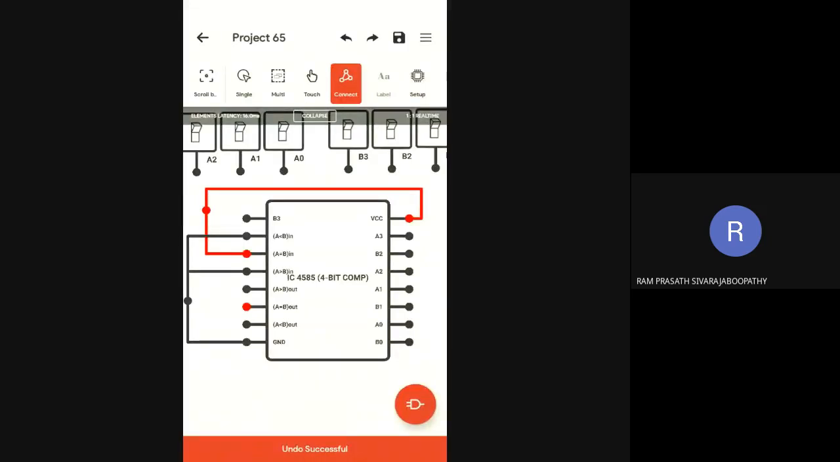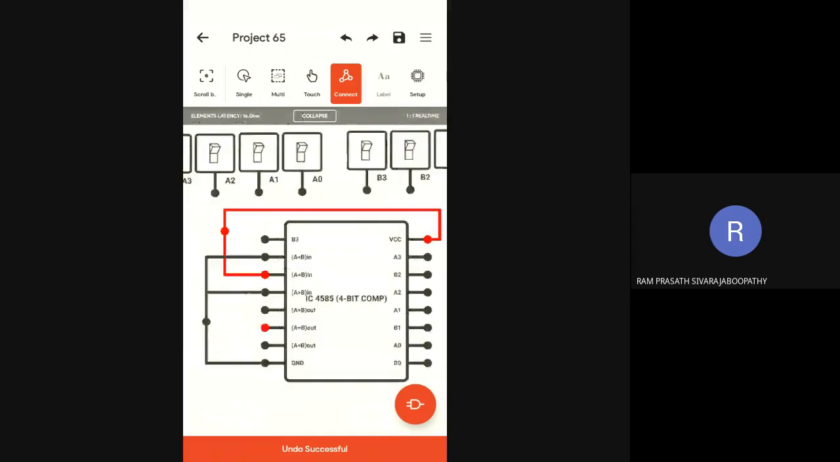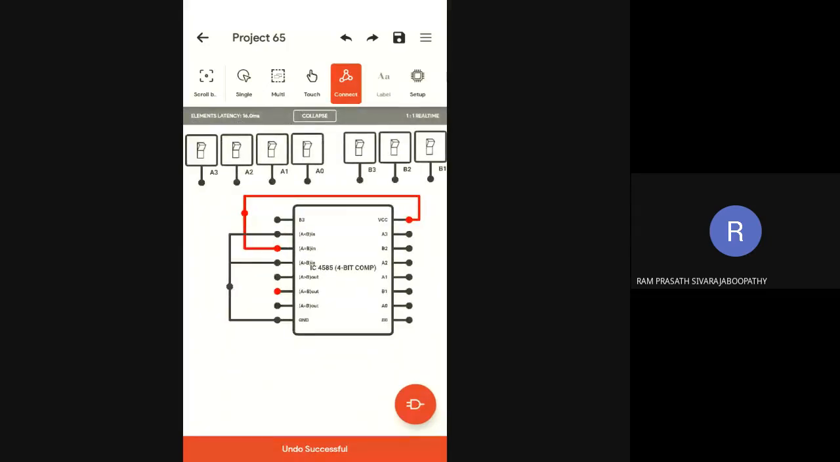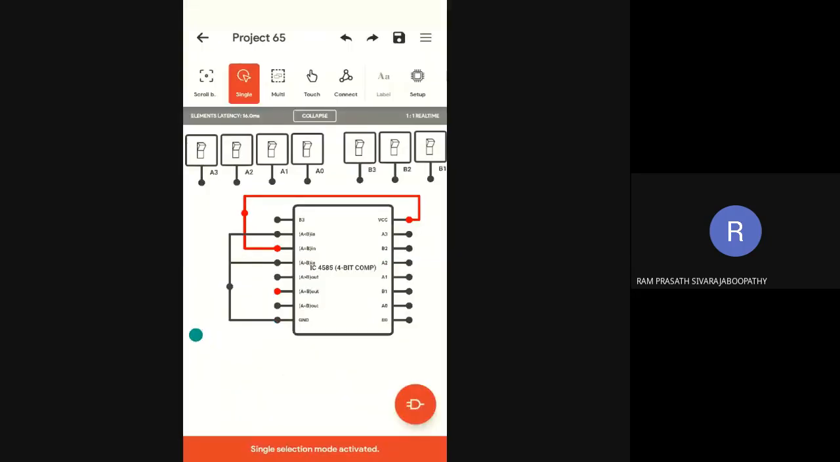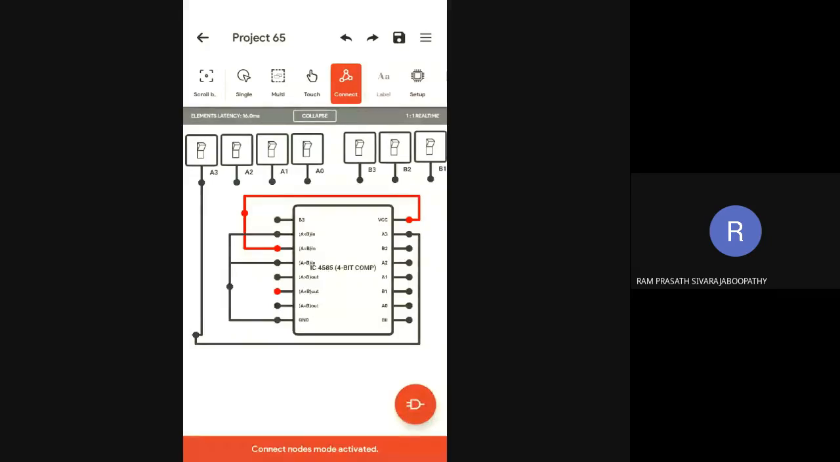Okay. So now I am going to give the inputs. I am going to take nodes. We have to use a lot of nodes. So first, what I am going to do: A3 connected to A3. I am going to adjust the node.